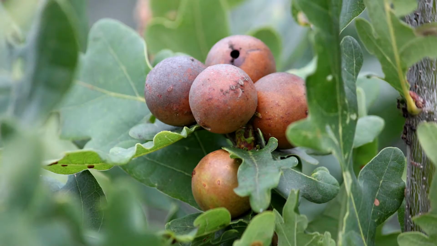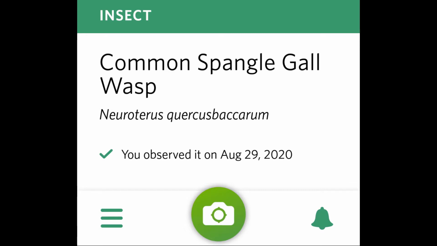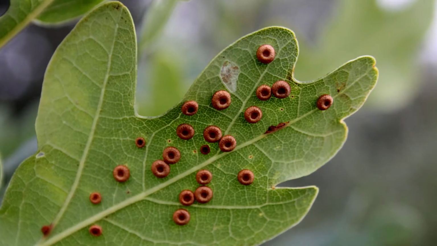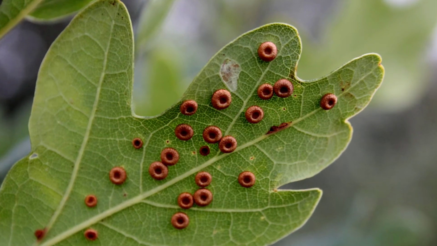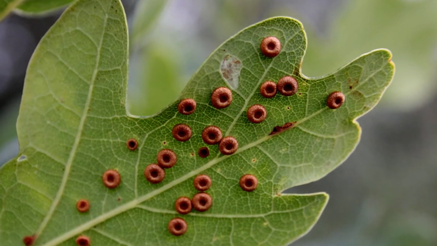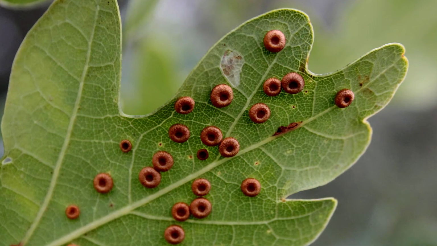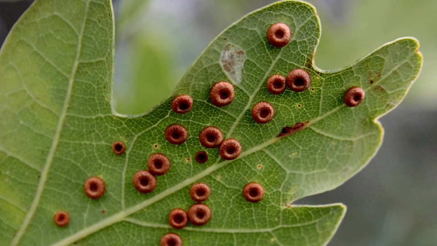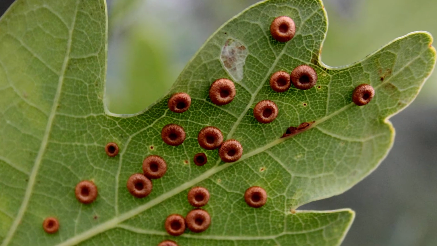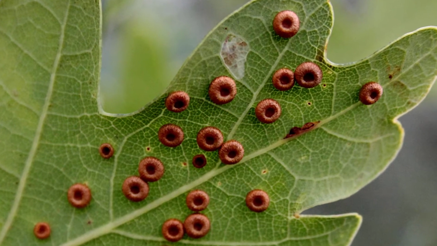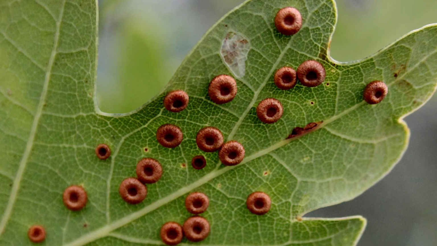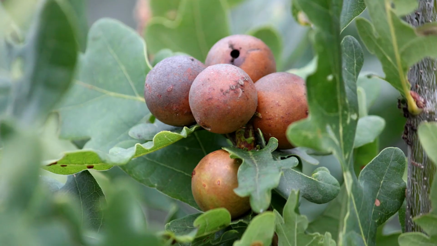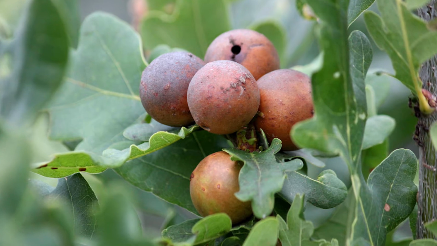The first thing I pointed the Seek app at was this cluster of spherical galls on a small oak tree. Seek identified the species in question as the common spangled gall wasp. Observing these strange raised spots on the underside of one of the leaves on the same tree, I pointed the Seek app at those too, and it came back with the same species identification. It turns out that oak trees play host to several gall-inducing wasps. I think the Seek app misidentified the larger spherical galls. Maybe my aim was a bit off.